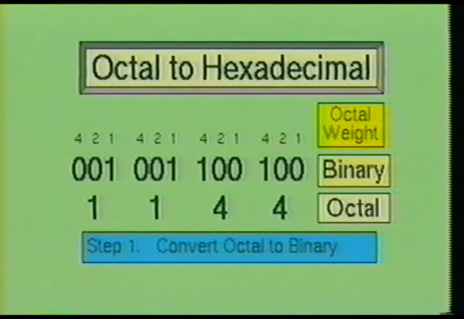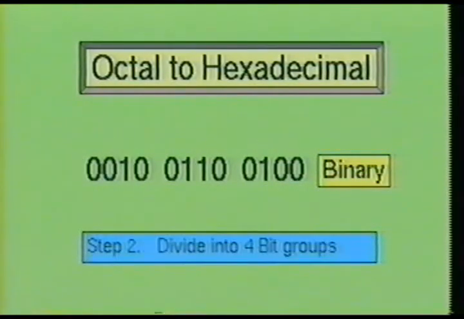To convert octal number 1144 into hexadecimal notation, it is easiest to first convert the octal number into binary notation, remembering that each octal digit is equal to 3 binary bits. At this point, we divide binary numbers 0010, 0110, 0100 into 4-bit groups or nibbles.